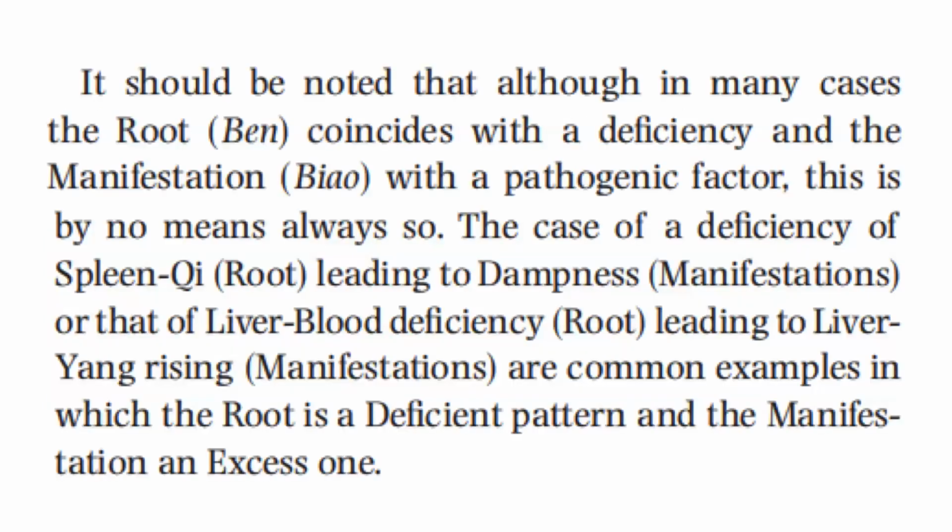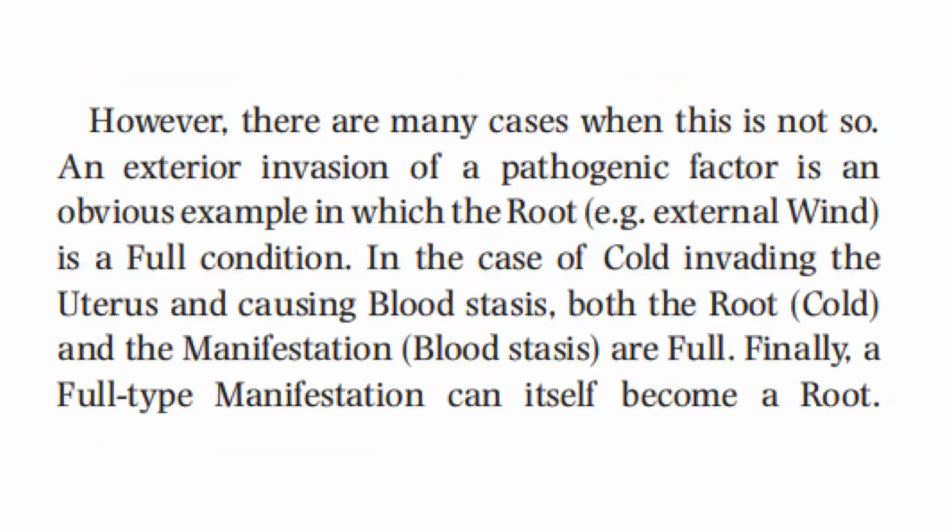It should be noted that although in many cases the root coincides with deficiency and the manifestation with the pathogenic factor, this is by no means always so. The case of deficiency of spleen qi leading to dampness, or that of a liver blood deficiency leading to liver yang rising, are common examples in which the root is a deficient pattern and the manifestation an excess one. However, there are many cases when this is not so. An exterior invasion of a pathogenic factor is an obvious example in which the root, for example, external wind, is a full condition. In the case of cold invading the uterus and causing blood stasis, both the root and the manifestation are full.